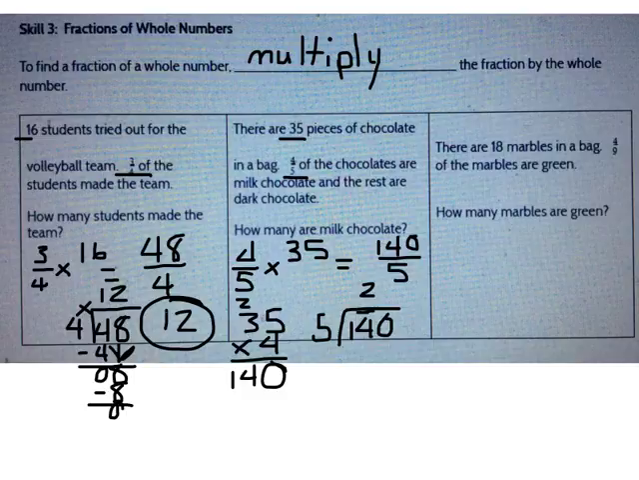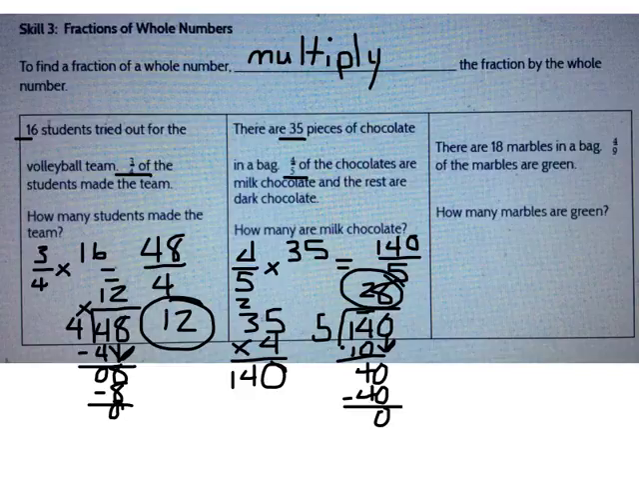5 goes into 14 twice. When I subtract, there's 4 left over, and I can bring down my 0. 5 goes into 40 8 times. So the answer is 28. 28 of the chocolates are milk chocolate. Now you try one on your own.